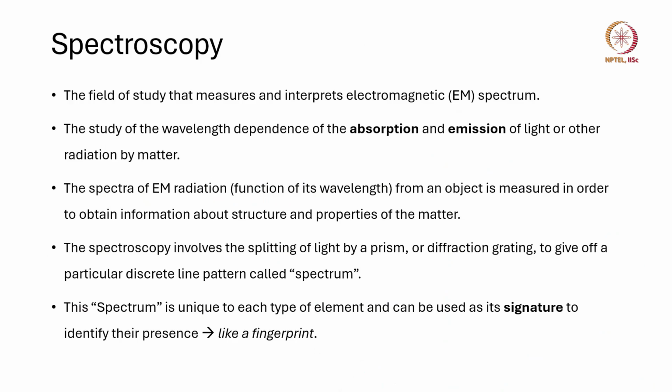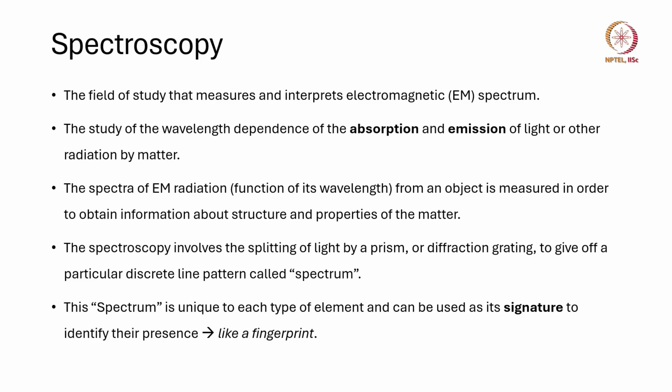Now that we have covered the topics of electromagnetic radiation, electromagnetic spectrum, wavelength, and frequency, let's go to spectroscopy. Spectroscopy is a field of study that measures and interprets the electromagnetic spectrum. The study of the wavelength dependence of the absorption and emission of light by matter is spectroscopy. The spectra of electromagnetic radiation from an object is measured in order to obtain information about the structure and properties of the matter.